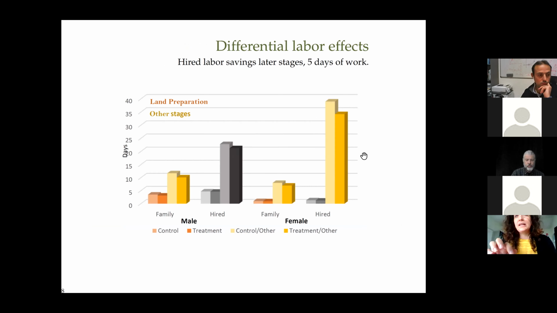But we also find that family labor pulls back, okay? So the takeaway is that mechanization is generating labor savings in other stages, potentially because it's improving the land preparation stage, so there is less weeding to do later on, but it's also dropping family labor.